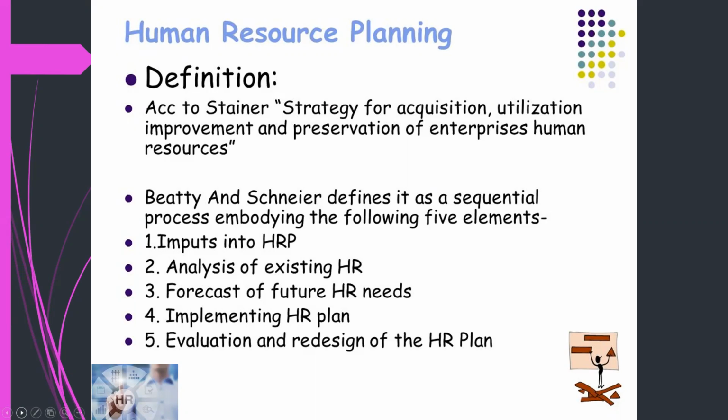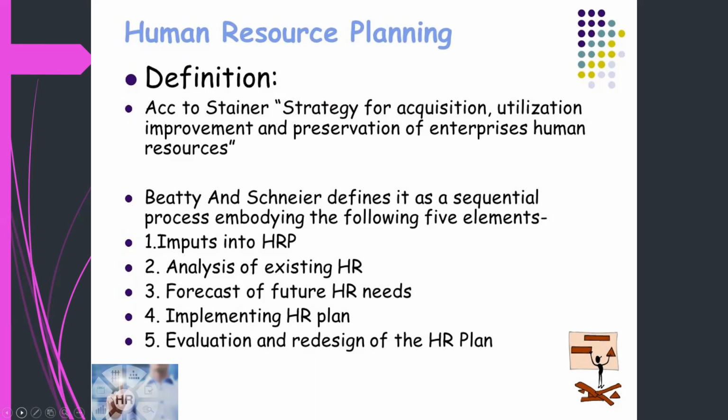Let's understand the definition given by Steiner. Strategy for acquisition, utilization, improvement, and preservation of the enterprise's human resources is referred to as strategic human resource planning. According to Beatty and Schneier, it is defined as a sequential process.